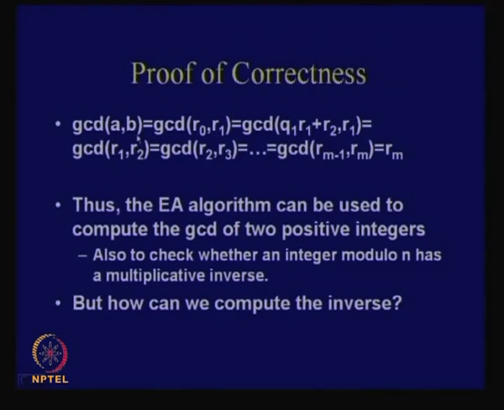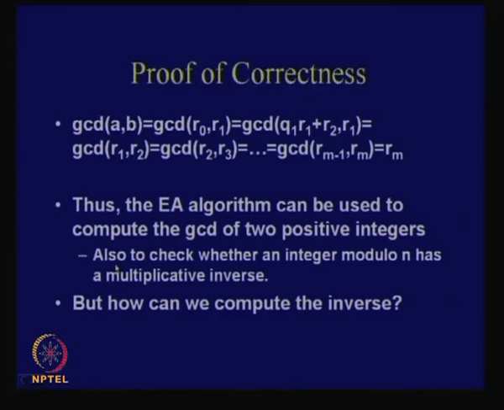If I continue in this fashion, I get GCD of R 1 comma R 2 equal to GCD of R 2 comma R 3 and similarly, and then finally, since R m is dividing R m minus 1, the GCD is R m. So, this algorithm terminates and gives you correctly the GCD of A and B. Therefore, the Euclidean algorithm can be used to compute the GCD of two positive integers, and it can also be used to check whether an integer modulo n has a multiplicative inverse.